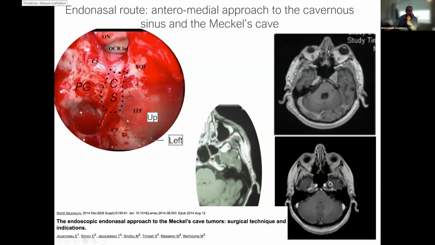You have the entry point to the Meckel's cave just below and more lateral to the cavernous sinus. And we have the paraclival segment of the ICA and the petrous bone. So when you look at this MRI, you can clearly understand that the endonasal approach, moving more laterally than the pituitary fossa, is a very good option to remove some kinds of tumor.